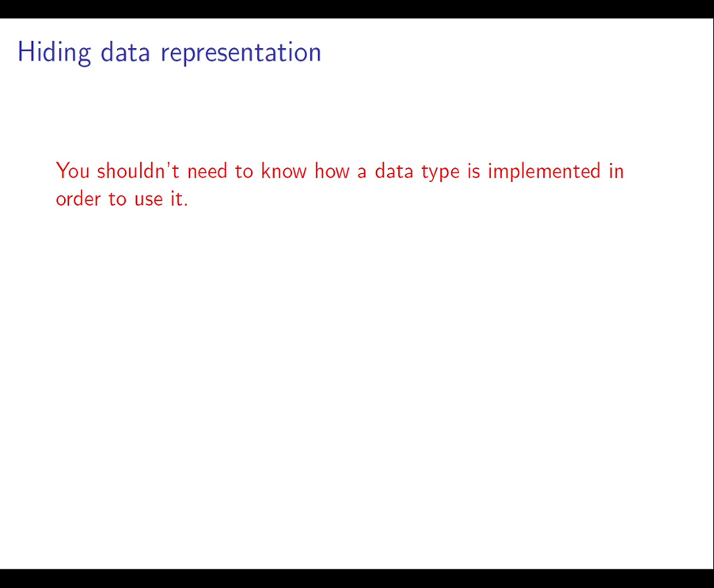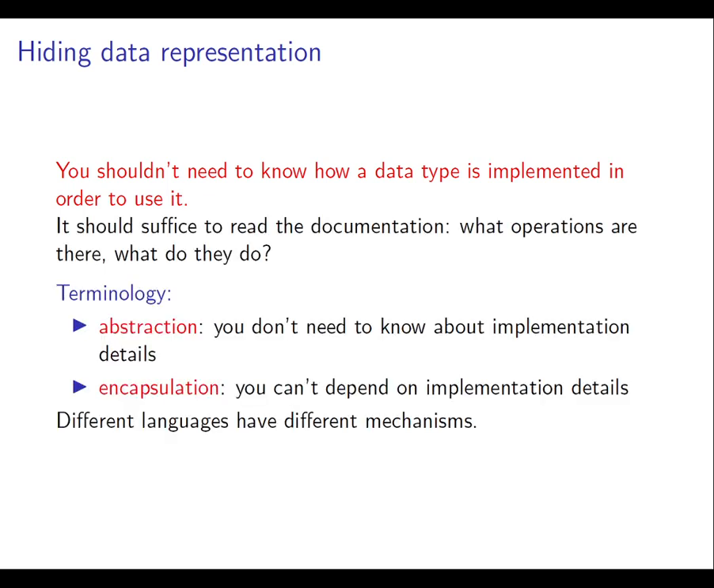So the point about hiding data representation is that you shouldn't need to know how a data type is implemented in order to use it. So this is an example of the kind of hiding of information behind an API that we were talking about. It should suffice to read the documentation. So you should be able to read some documentation, find out what operations there are on your data type and what they do, and go on from there.